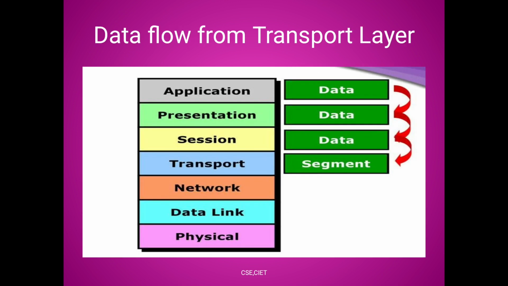The next one is the data flow diagram for the transport layer. The data flows from the session layer to the transport layer. Here the data is transmitted from one process to another in the form of segments. So this is the diagrammatical representation of the transport layer.